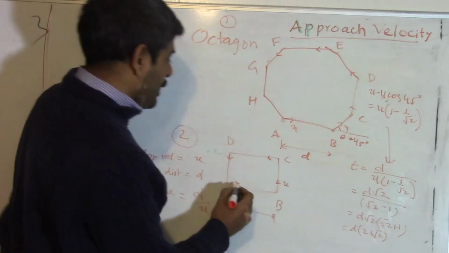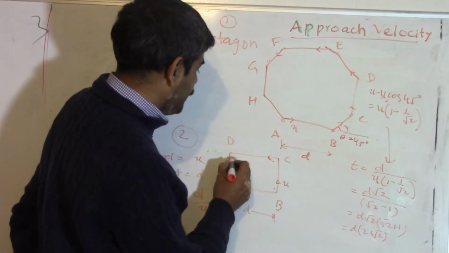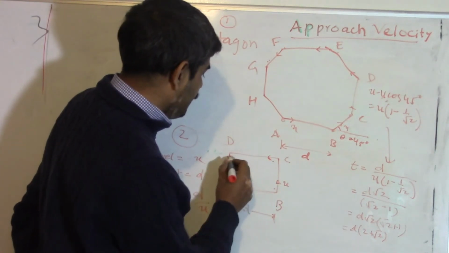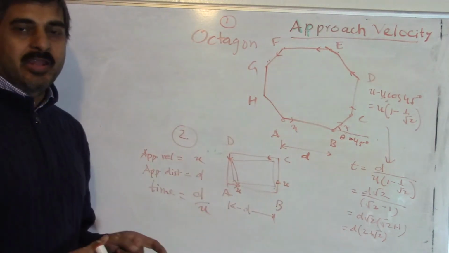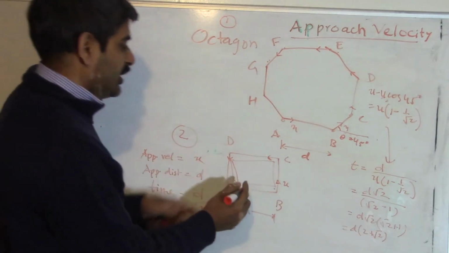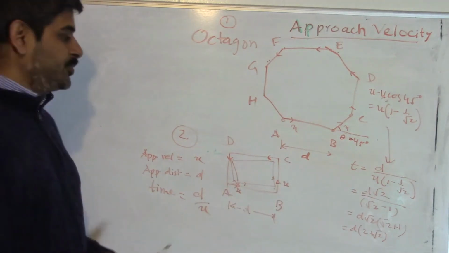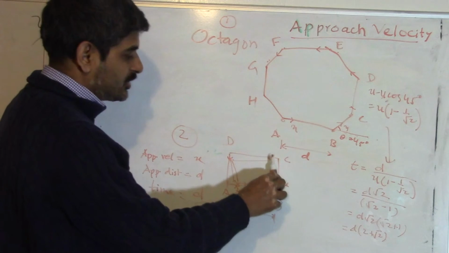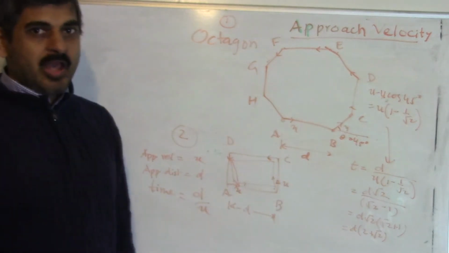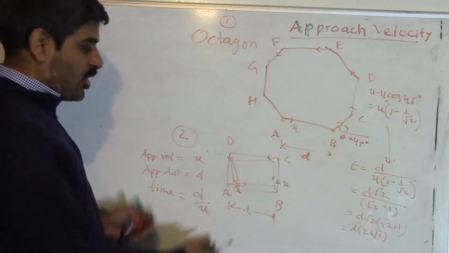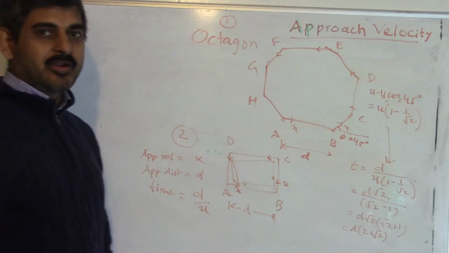What is actually happening? A moves, B moves something like this, C moves something like this, D moves something like this, A moves something like this. So you can think of them like this. Again they are forming a square, and every time they form a square, the approach velocity still remains the same, which means B is always perpendicular to A. It has no component along the side where A moves, and therefore we can apply this formula: time equals approach distance divided by approach velocity.